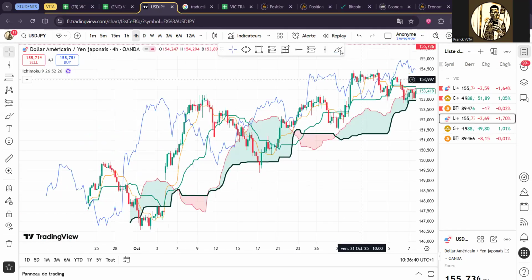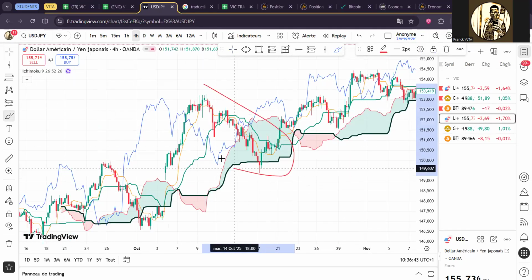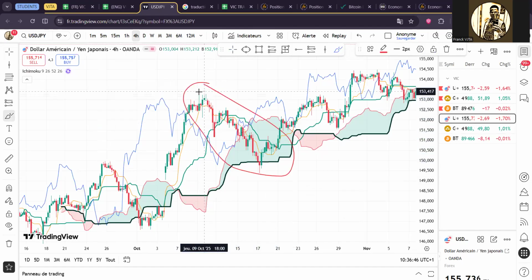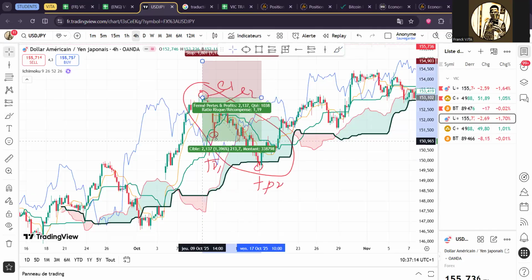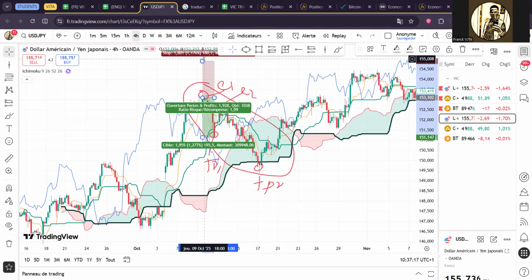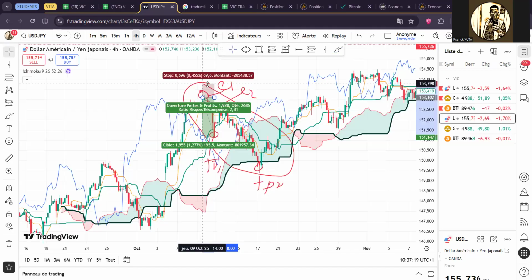Let us say this one is a correction, right? So the entry number one is inside this empty space. Then you have an inverted Tenkan at this level. This is the entry number two. Then your take profit will be Kijun first. This one will be your first take profit. Then the second take profit will be SSB.